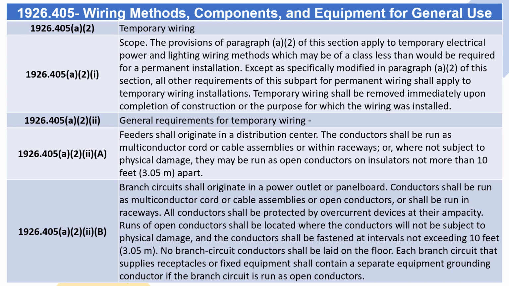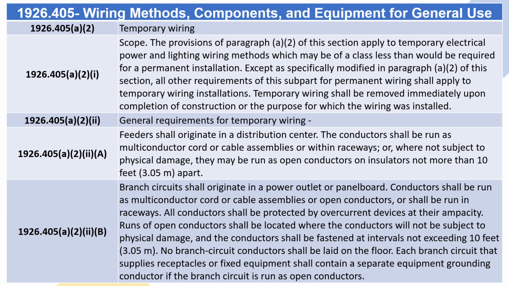1926.405 A.2.2 General requirements for temporary wiring. A.2.2a Feeders shall originate in a distribution center. The conductors shall be run as multi-conductor cord or cable assemblies or within raceways, or, where not subject to physical damage, they may be run as open conductors on insulators not more than 10 feet (3.05 meters) apart.